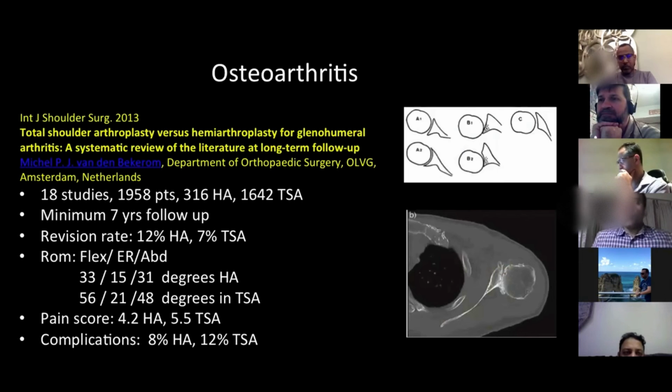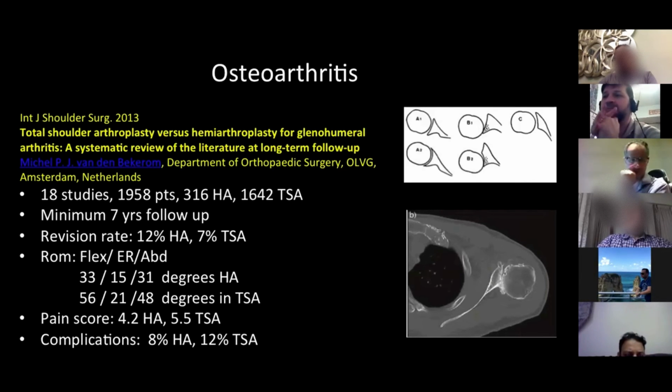Now coming on to a few pieces of evidence that can be quoted in the exam. This study is a systematic review of the literature of total shoulder arthroplasty versus hemiarthroplasty for glenohumeral arthritis with a long follow-up of minimum 7 years: 18 studies, 1,958 patients, with 360 hemiarthroplasty and 142 total shoulder arthroplasty patients.